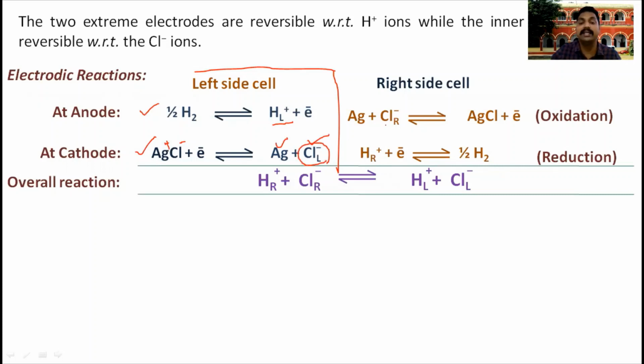Similarly, on right hand side, the anodic half cell is silver and silver chloride half cell. Thus here oxidation takes place, which means silver reacts with chloride ion on right hand side cell, so that it forms AgCl and 1 mole of electrons.